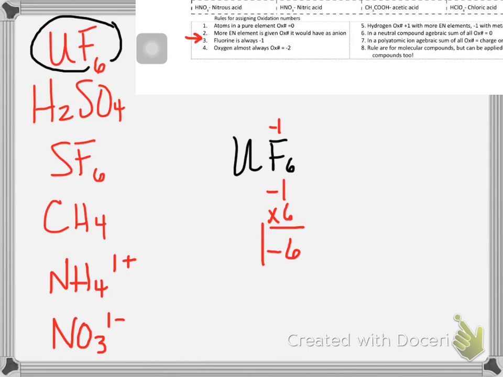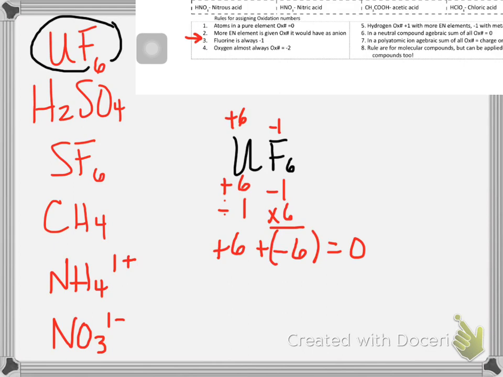Now, to make that equal 0, something plus -6 equals 0. It doesn't take a rocket scientist to know that that's +6. Now here's where I think this is really useful. We have to distribute that +6 among all of the uranium atoms. So we're going to work down and then back up. I'm going to divide it by the number of uranium atoms I have. That's 1. So that uranium atom has an oxidation number of +6.